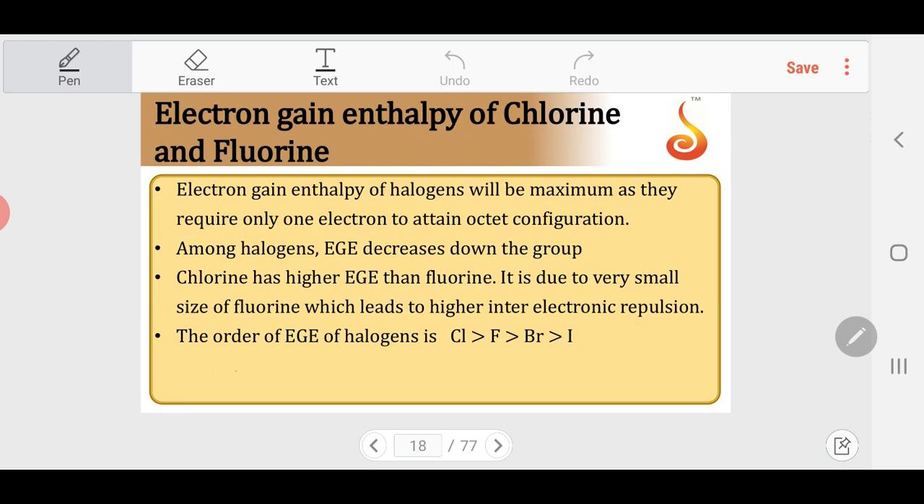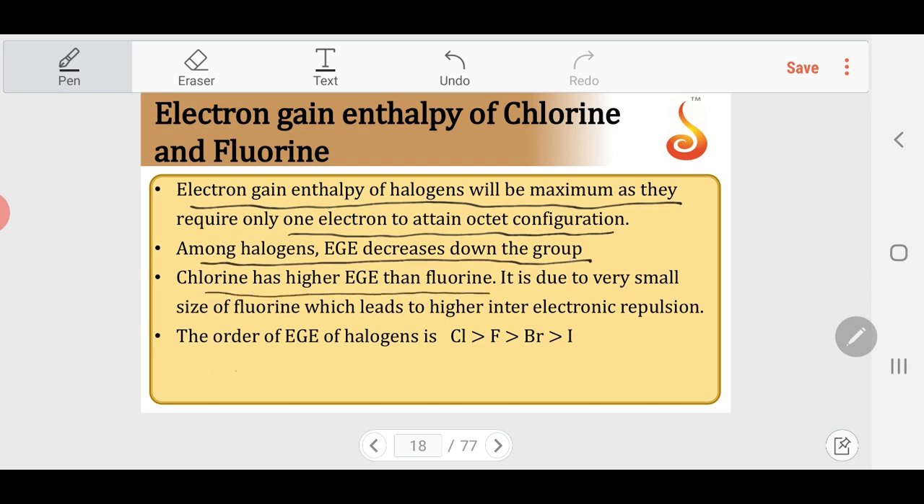So generally, across a period, electron gain enthalpy increases. It is maximum for halogens. Halogens require only one electron to attain the octet state, so their electron gain enthalpy will be maximum, and they need one electron to attain stability. Among halogens, the electron gain enthalpy decreases down the group. But there is one exception: chlorine has a higher electron gain enthalpy than fluorine, because fluorine is small in size.